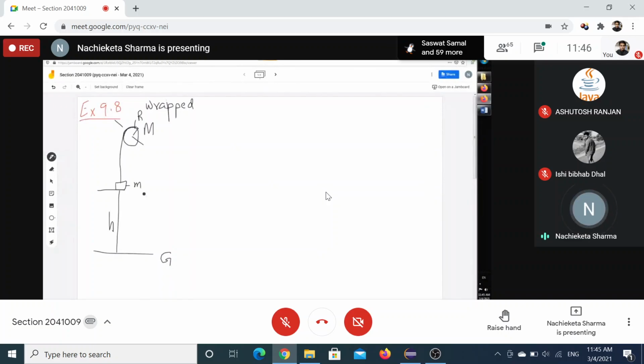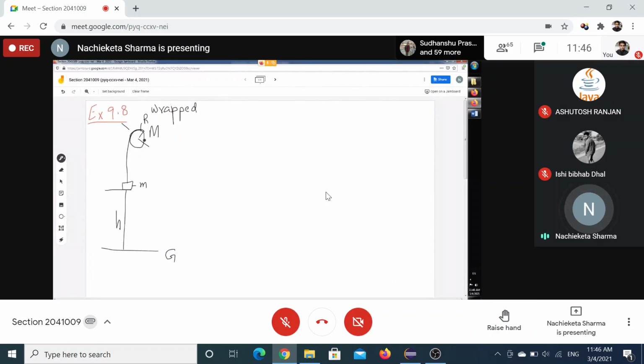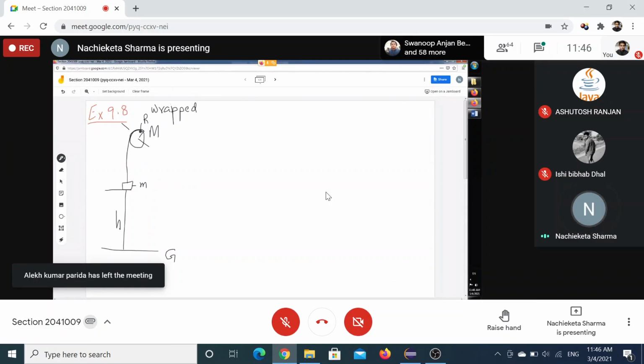Now the question is, how will the block fall? If you remove the support below the mass, the mass will automatically fall, and the thread which is wrapped over this cylinder will get unwrapped. The more the mass goes towards the ground, the more the thread unwraps, and this will start the cylinder rotating. So this mass is falling and the cylinder is rotating.